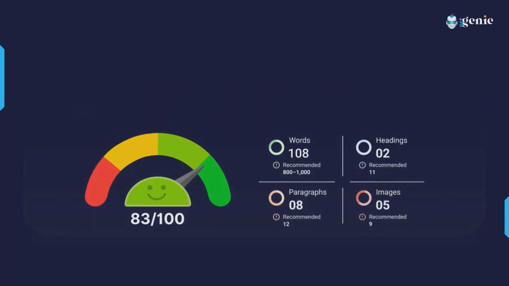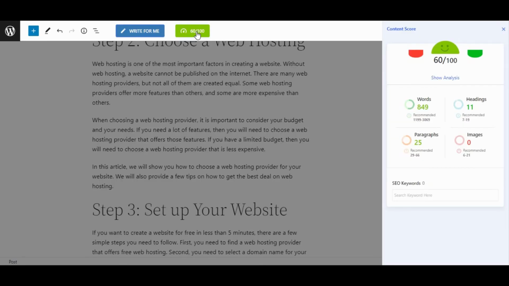Here you can utilize live SEO scores and get suggestions for recommended word limits, headers, paragraphs, and images to improve your SEO scores.